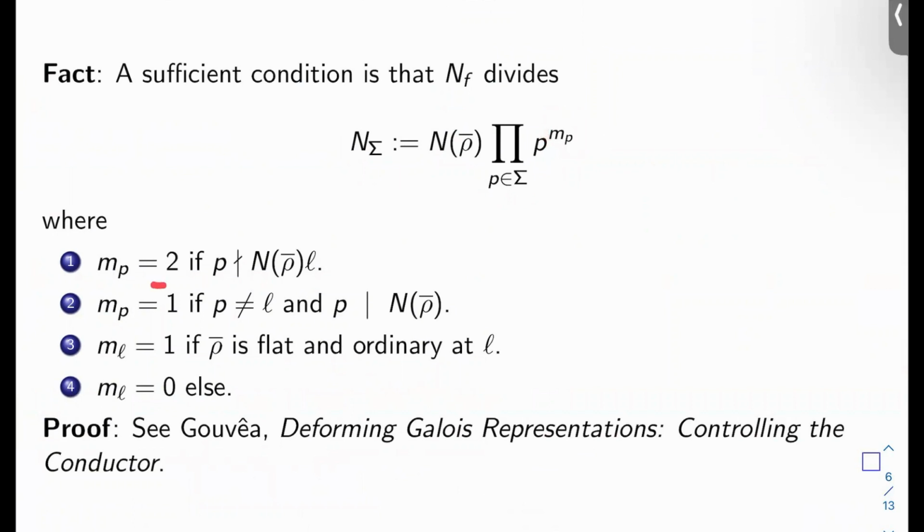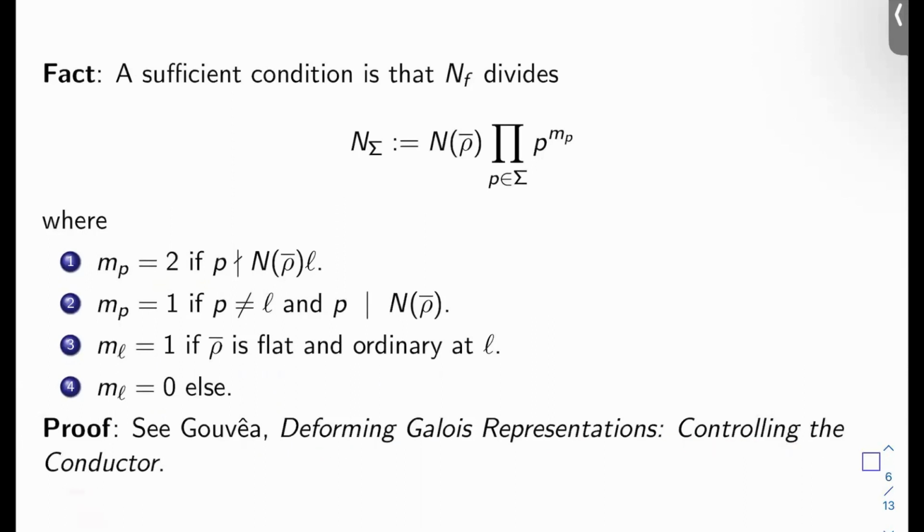M sub P is 2 if P doesn't divide N of rho bar L. M sub P is 1 if P doesn't divide L and P divides N of rho bar. M sub L equals 1 if rho bar is flat and ordinary at L, and M sub L equals 0 otherwise. We're not going to heavily leverage this fact, but this is a good thing to know. If you want a proof of this, you can see Gouvea's deforming Galois representations controlling the conductor.